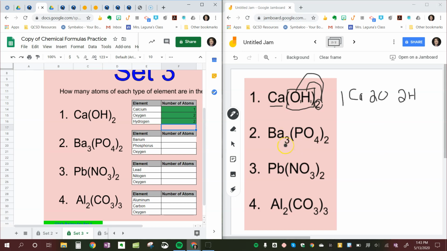Let's take a look at this one. It's a little more complicated, more subscripts here. But don't let that worry you. Just look at what the subscript is applied to. This subscript 3 is applied to the barium in barium phosphate. So we'll have 3 barium.